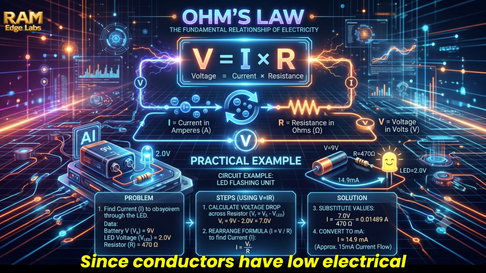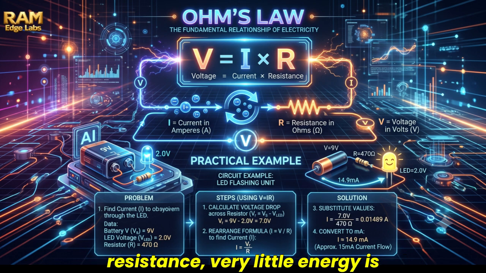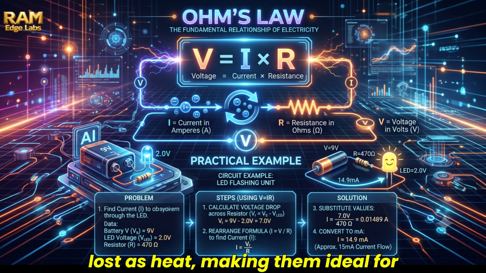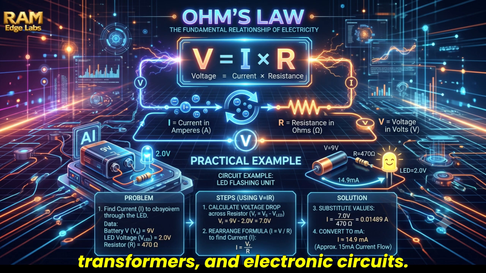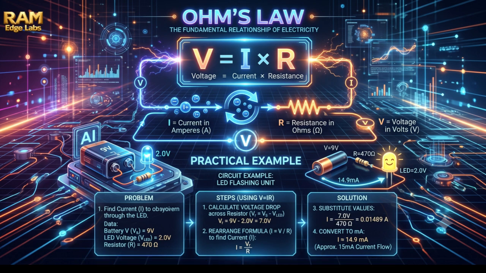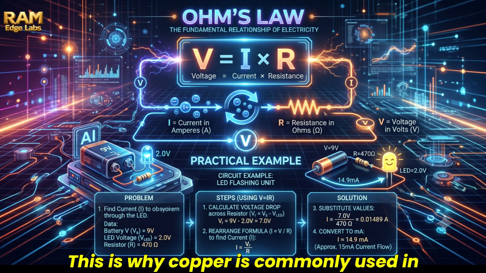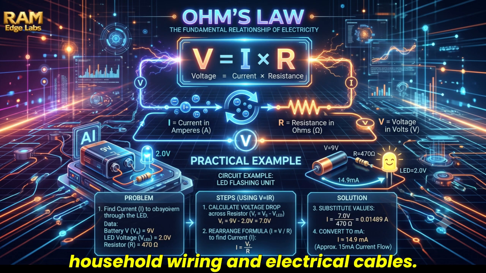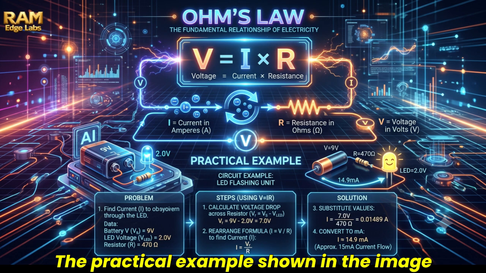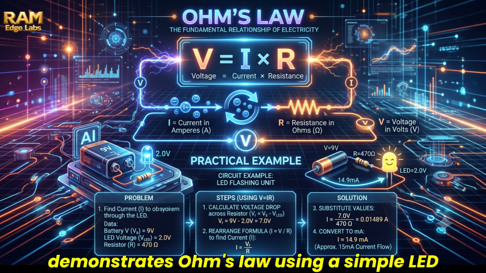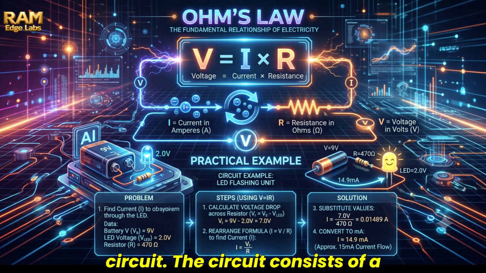Since conductors have low electrical resistance, very little energy is lost as heat, making them ideal for electrical wiring, motors, transformers, and electronic circuits. This is why copper is commonly used in household wiring and electrical cables. The practical example shown in the image demonstrates Ohm's law using a simple LED circuit.